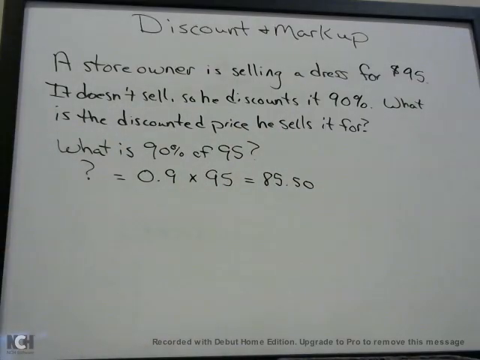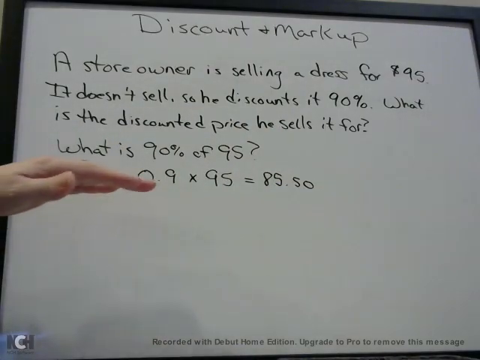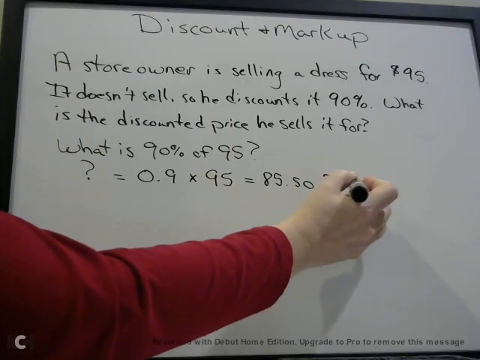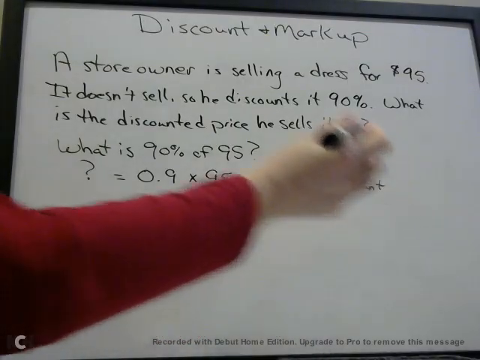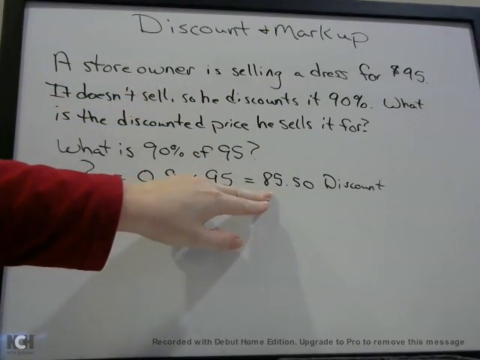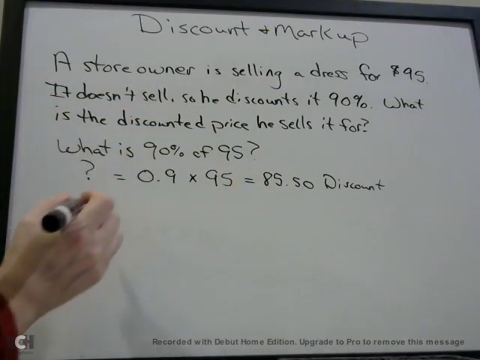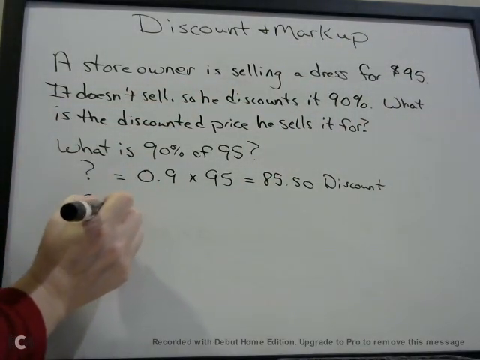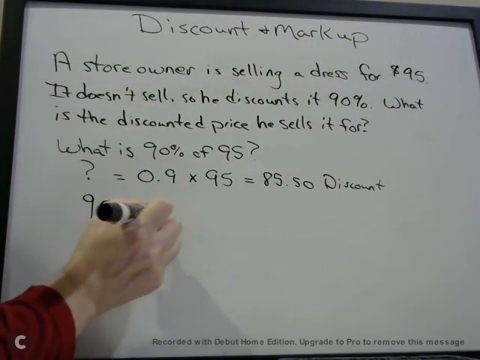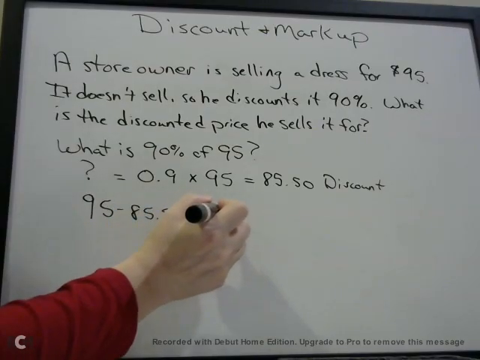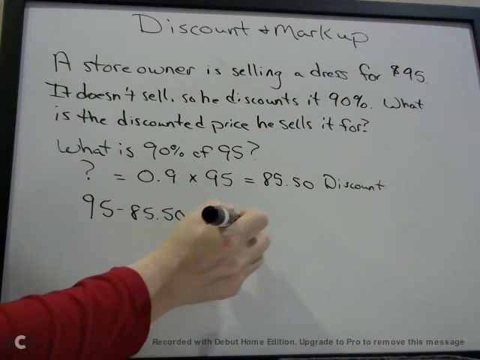85.50. So $85.50. That is the discount. That is not the final price. So that's how much he's marking it down. He's discounting it by $85.50. So the final price is you take the original minus the discounted price, or the discount, sorry, and you get your final price.